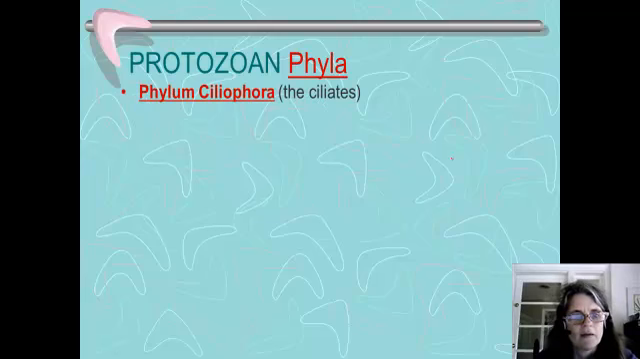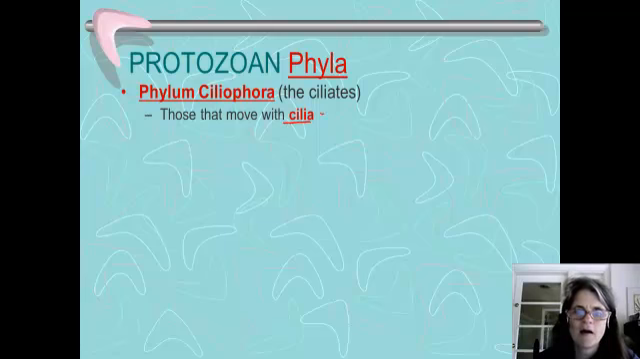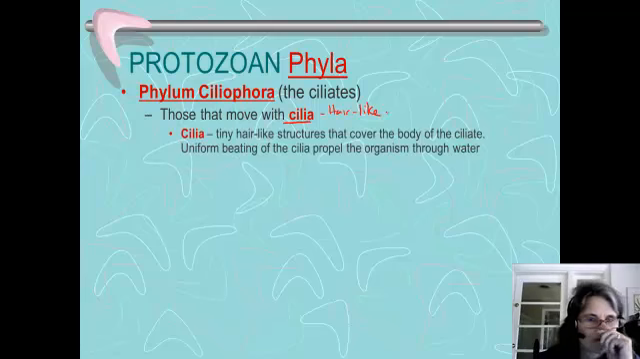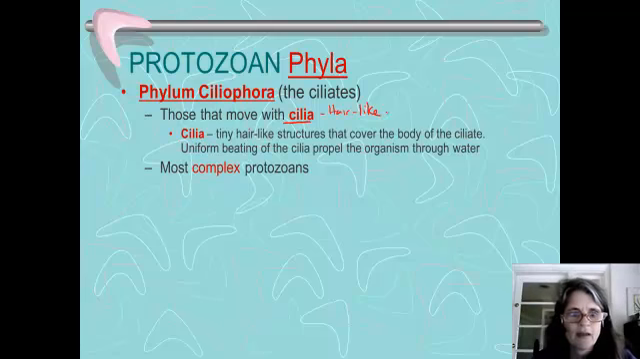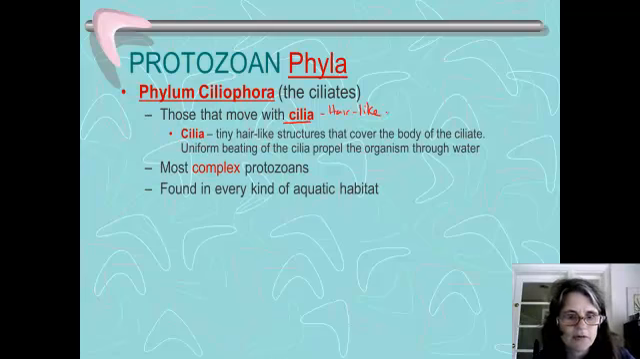All right, the next phylum of animal-like protists is phylum Ciliophora, or the ciliates, and these guys move with cilia. Now cilia are hair-like. They are not hair, okay? So let's just make sure we know that right away. They cover the body of the little single-celled critter, and they beat in rhythm and thus help propel the little critter through water. This group has some of the most complex protozoans in it.